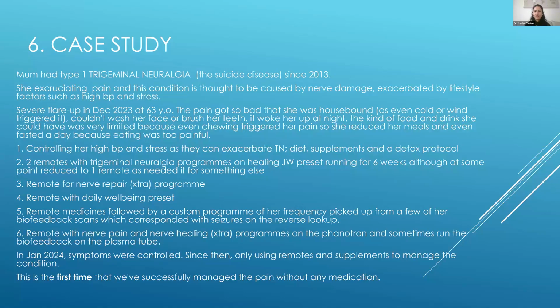This condition is thought to be caused by nerve damage, exacerbated by lifestyle factors such as high blood pressure and stress. She had a severe flare-up in December 2023 when she was 63 years old. The pain got so bad that she was housebound, and this was aggravated by a personal situation, when my dad passed away. It was very difficult at that time for all of us. And I believe that was one of the causes of the flare-up.